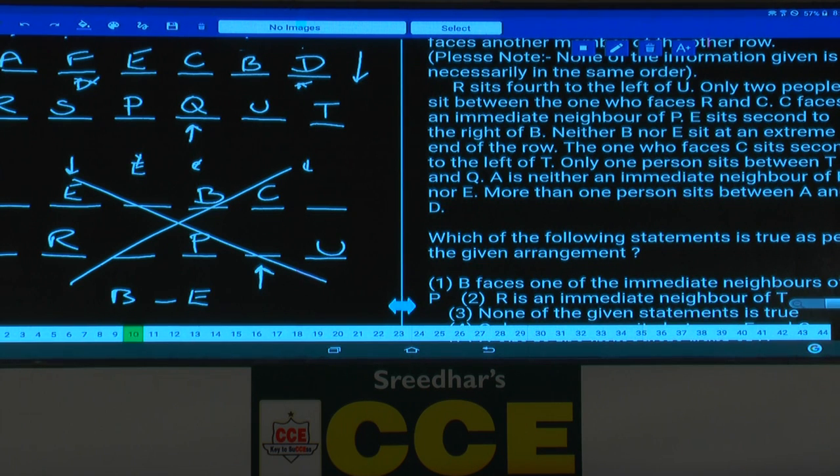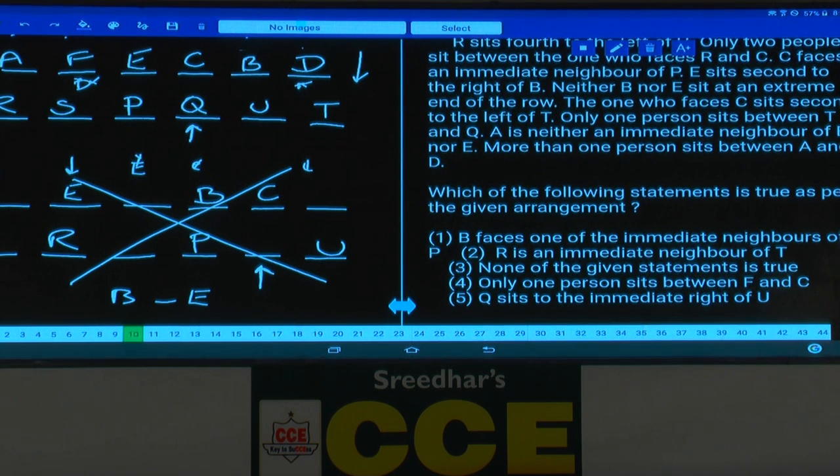Then question number 10, which of the following statements is true as per the given arrangement? B faces one of the immediate neighbors of P, that is false. R is an immediate neighbor of T, that is also false. And condition number 4, only one person sits between F and C, that is definitely true. Then what is the answer here? Choice 4. Now question number 10, it is choice 4.